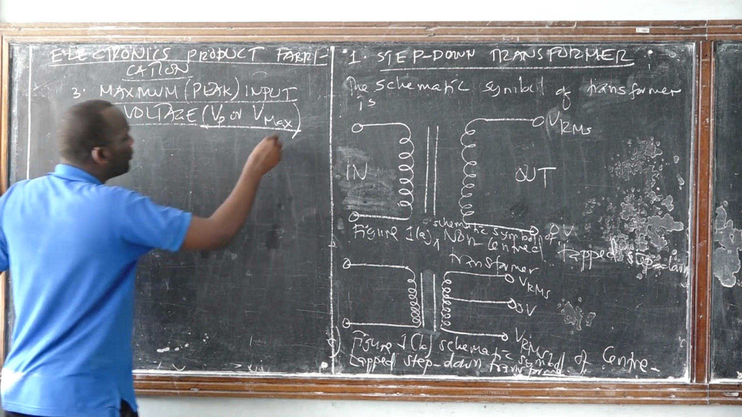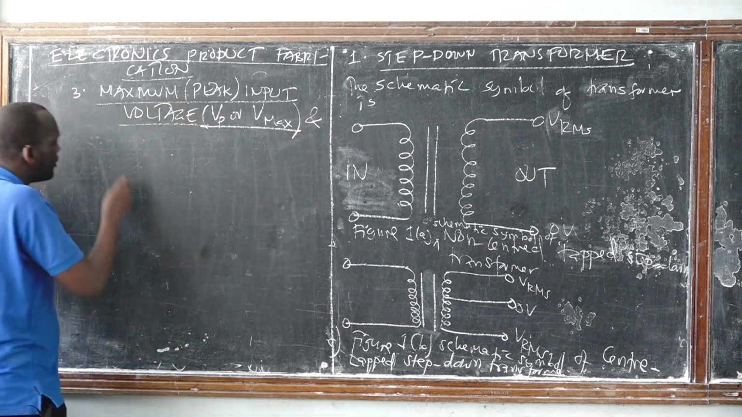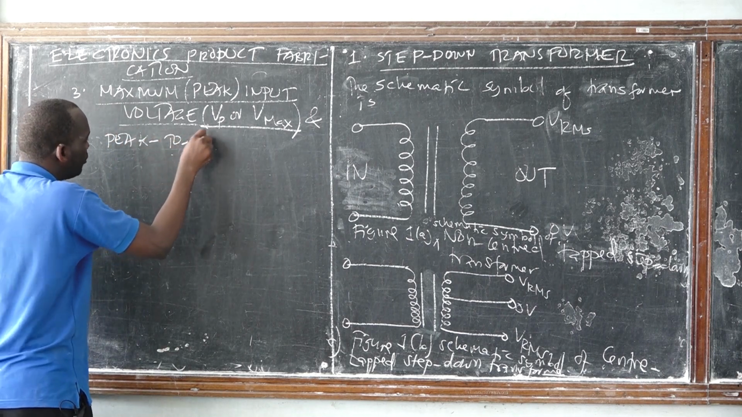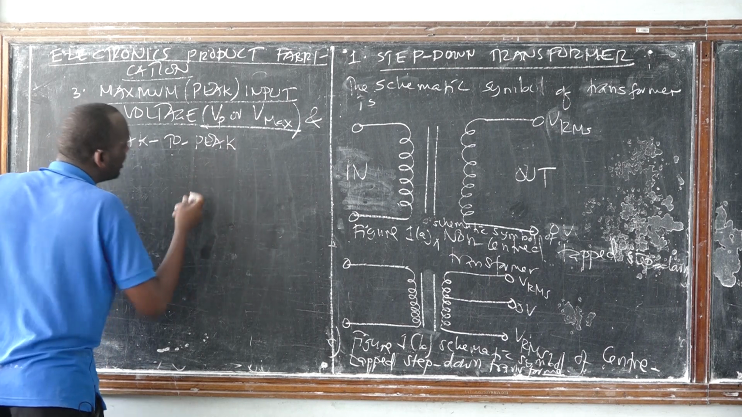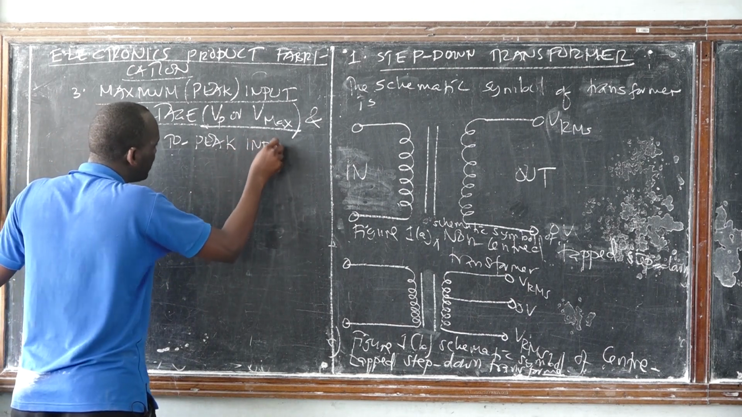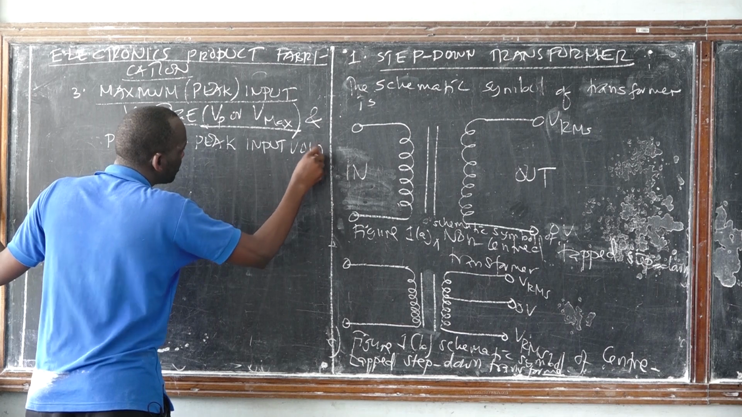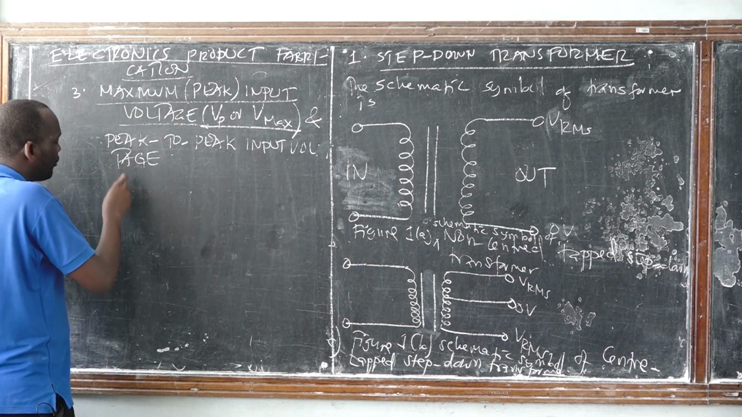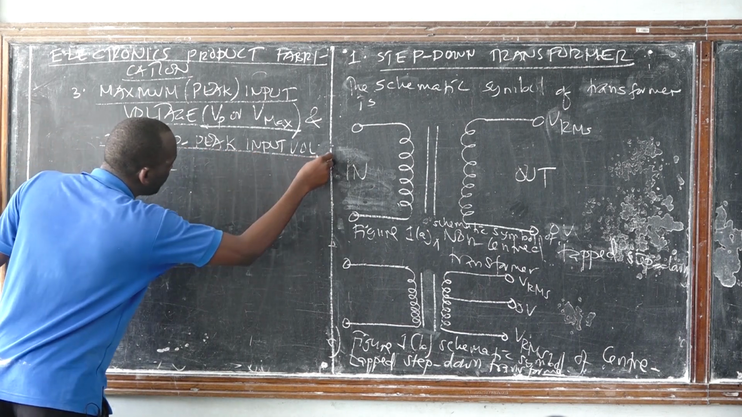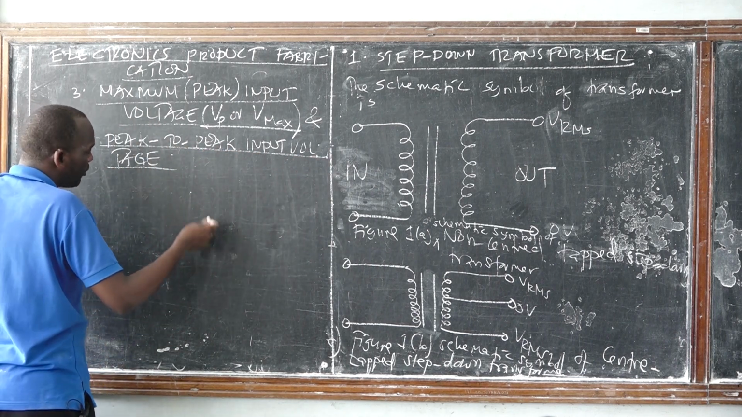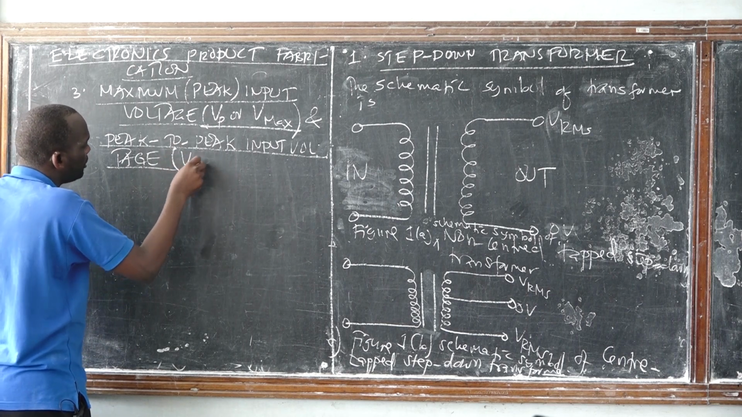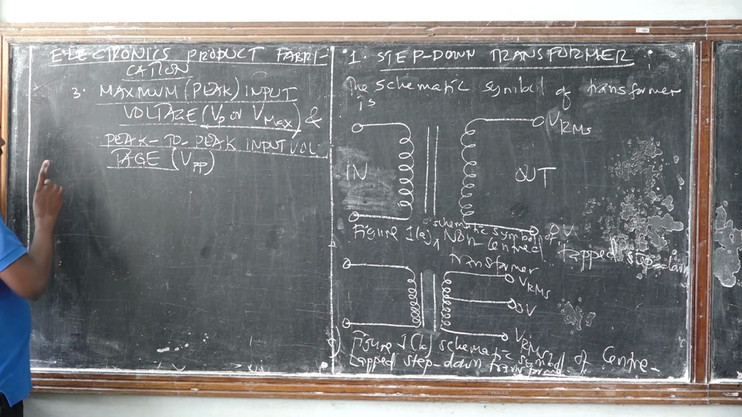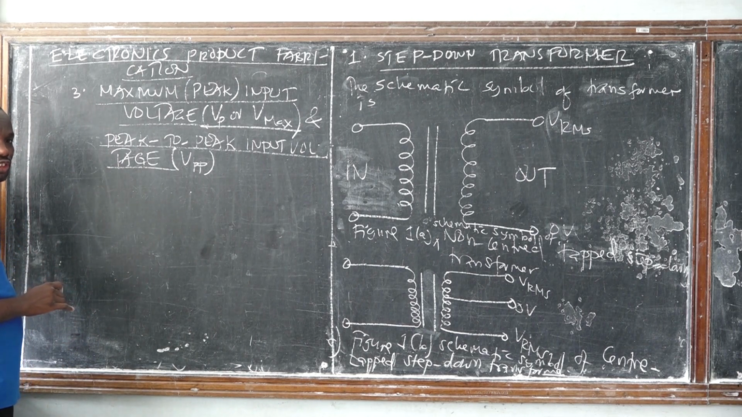The other one you have to mention is the peak to peak input voltage, because I know you are electronics engineering students. When we take you for analog electronics, you fail to understand peak to peak voltage. This one we call V_PP. So the maximum voltage relates to root mean square voltage.